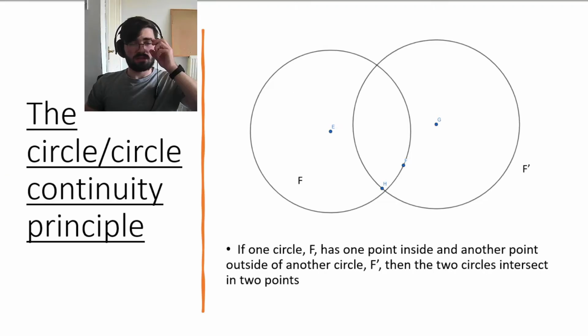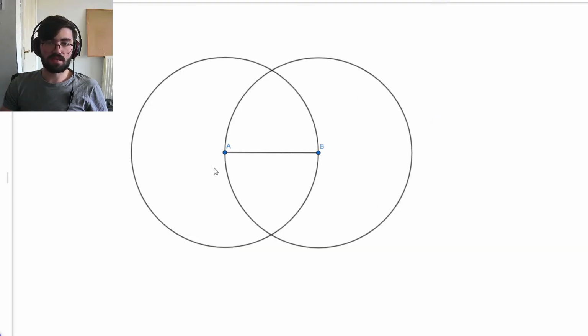I've just moved myself out of the way again, because I'd like to introduce now the circle-circle continuity principle. If one circle F, that is this circle here, has one point inside and another point outside of another circle F dash, then the 2 circles intersect in 2 points. I think this is pretty clear, but it's an axiom that we need to define to be rigorous here. So back to this problem. What does this mean for our 2 circles, both with radius length AB?